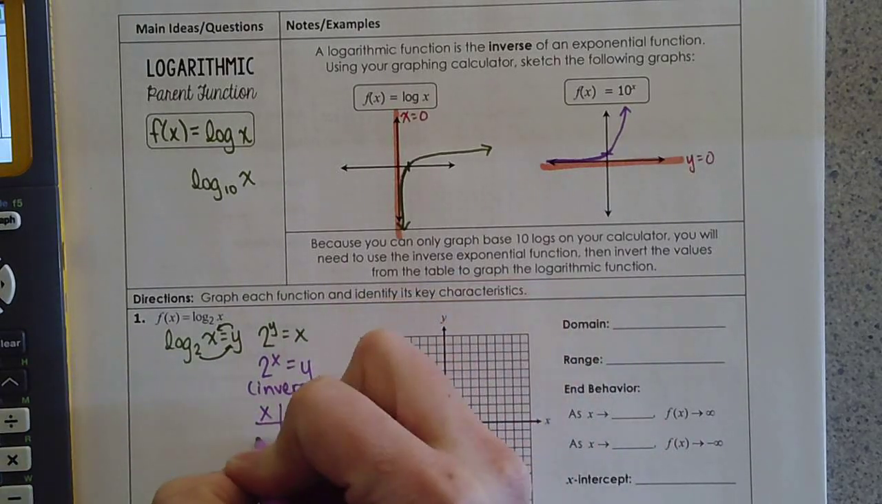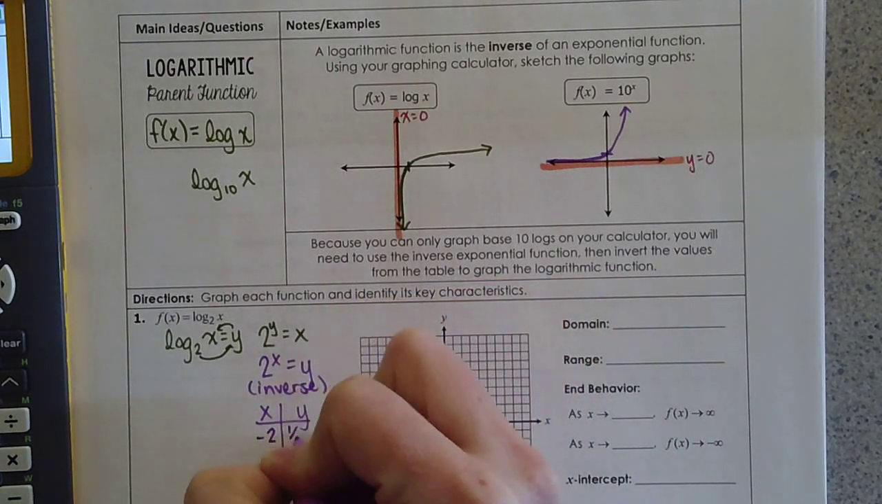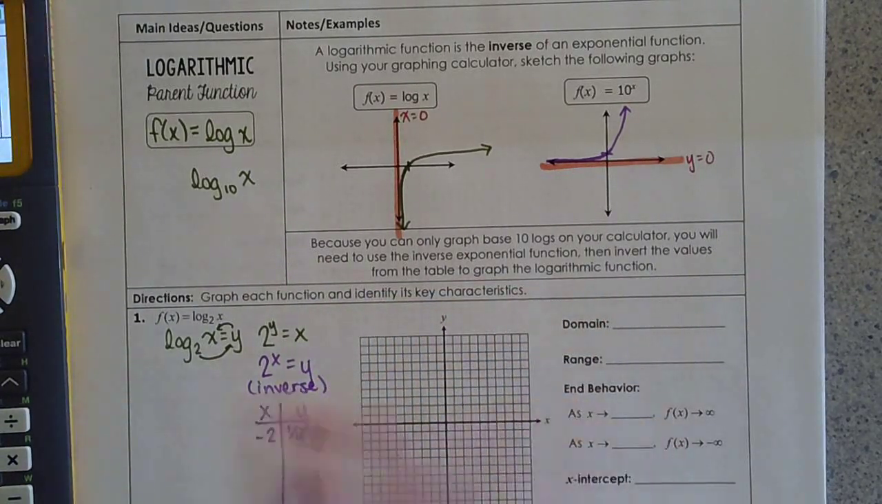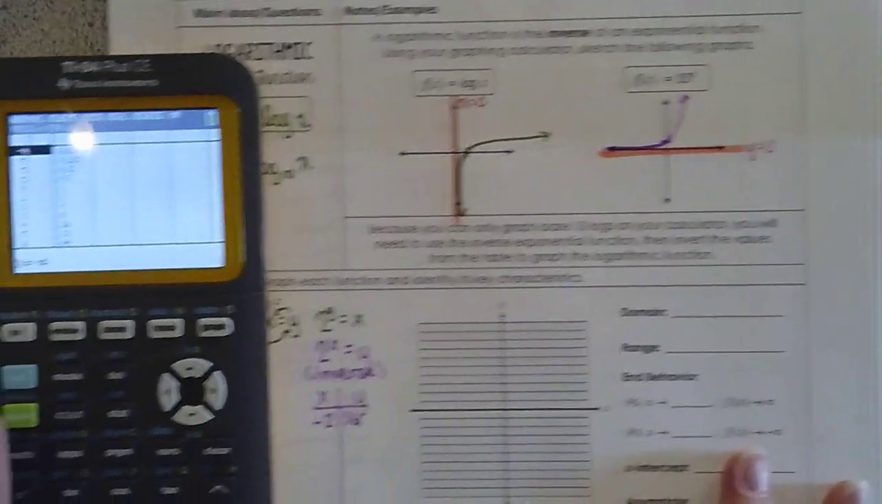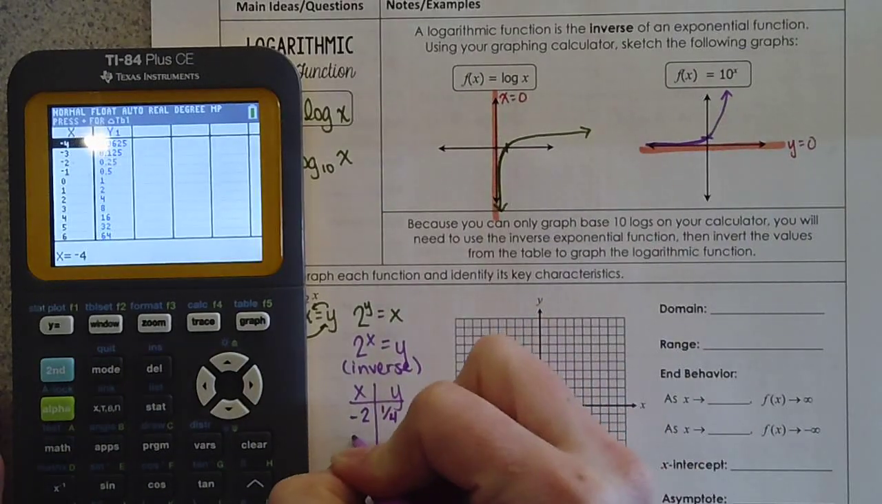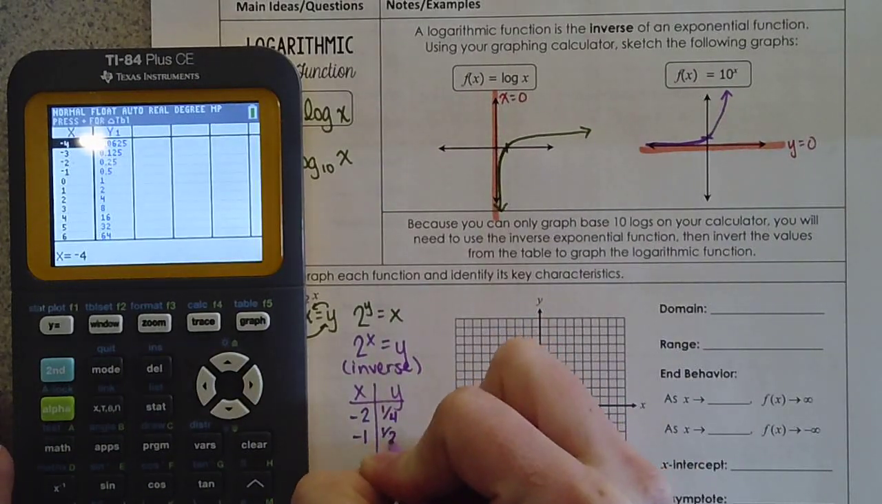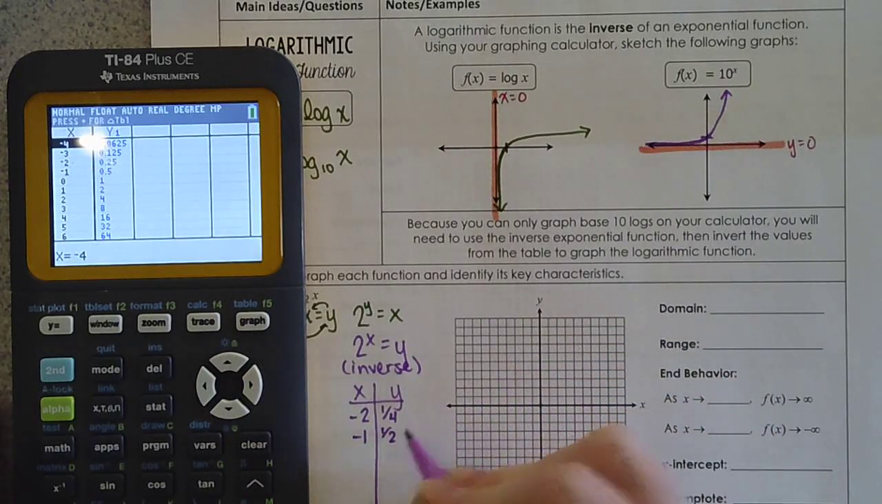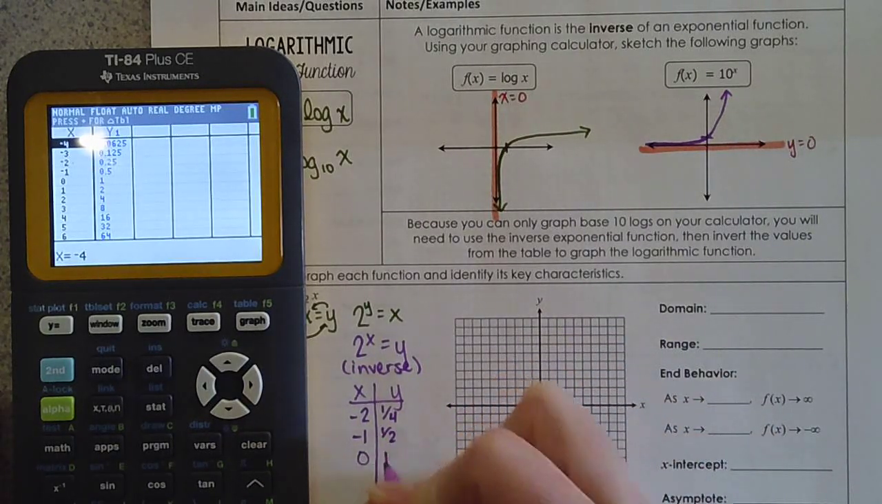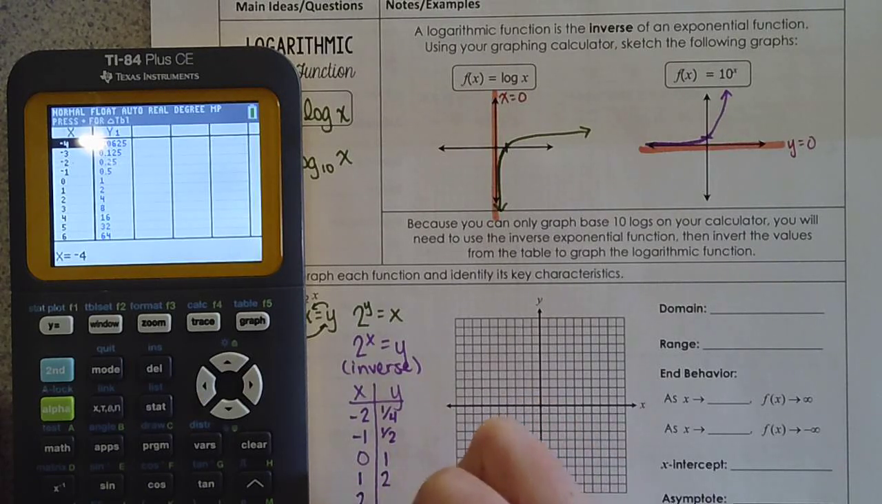Okay, so I'm going to have -2 with 1/4, and I'm just copying these straight out of my calculator. -1, 1/2. This is showing me where my asymptote is. 0 with 1, 1 with 2, 2 with 4, and 3 with 8.